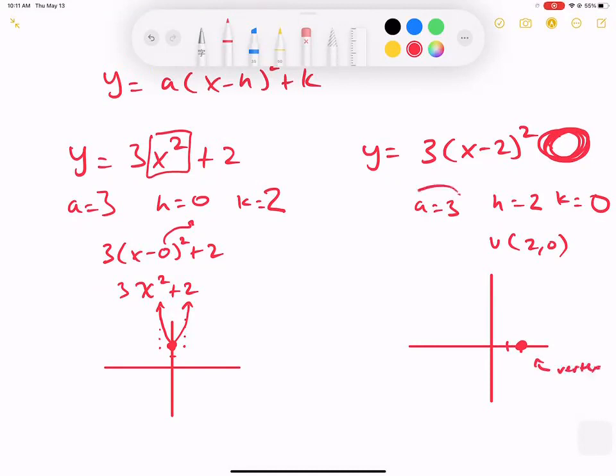My a value tells me how fast my graph grows. So we know this is a parabola because it's squared. We're going to go one step over, 1, 2, 3. 1, 2, 3. We have our parabola going up.